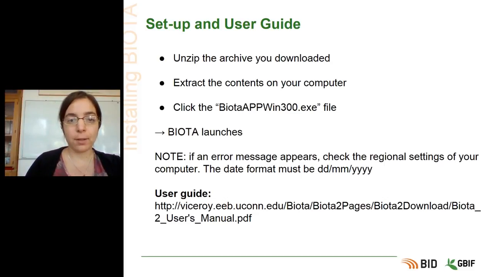Biota is really simple to download. You just have to download a zip file, and then you can unzip it once the download is finished. Then you can extract the contents to your computer, and you just have to click the Biota app win 300.exe file. And normally Biota launches automatically.